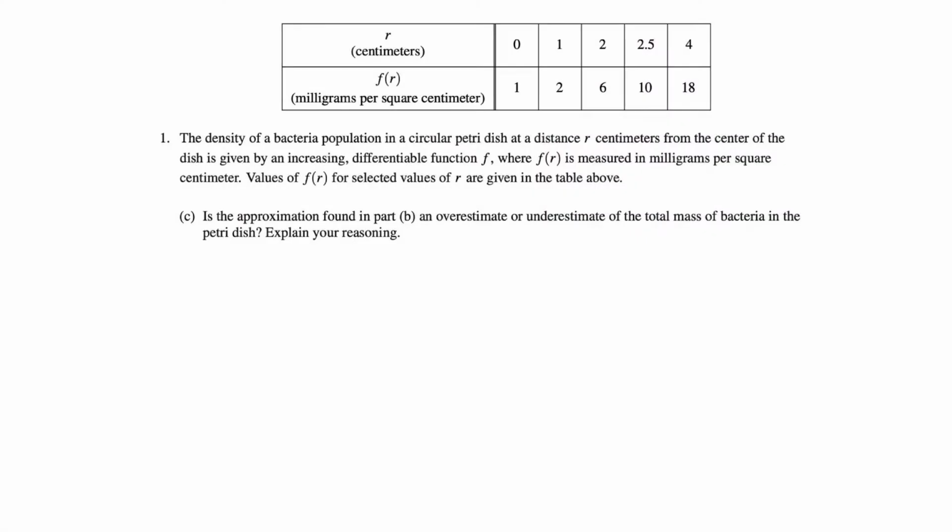So part C asks if the approximation we found in the last part is an overestimate or an underestimate. As we plotted the points, we saw that the points were indeed increasing from before. So what does the question tell us about the graph? It tells us that the function is an increasing differentiable function. So maybe the function would look something like this. We don't know that it's linear, but I'm just doing this for an example.